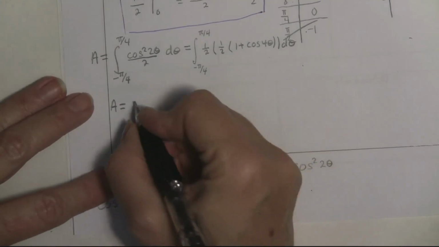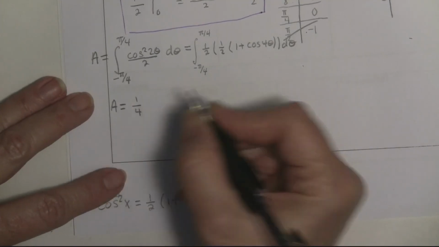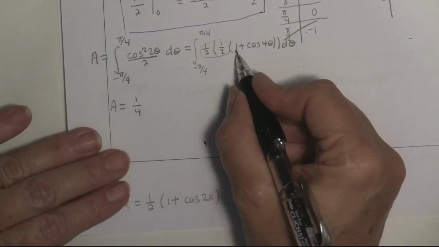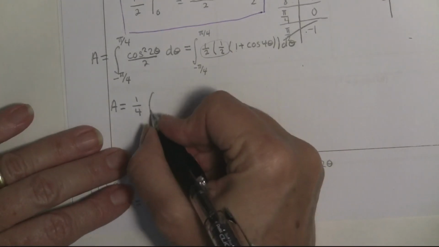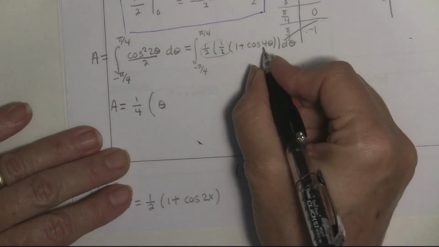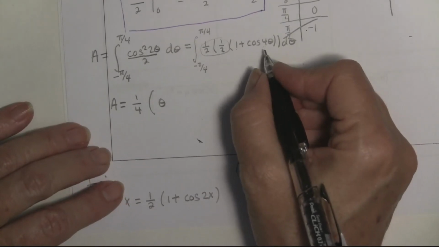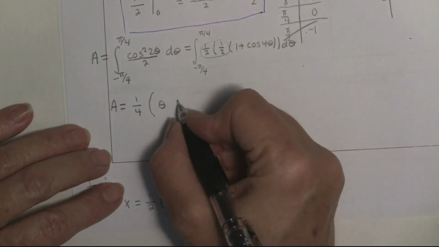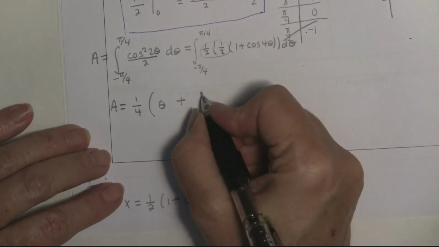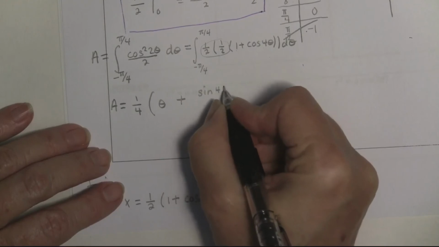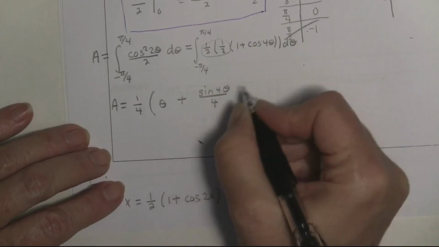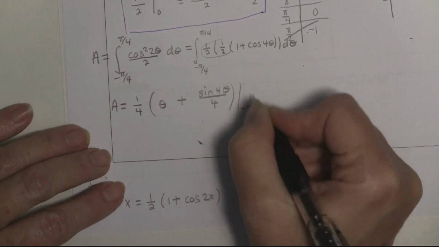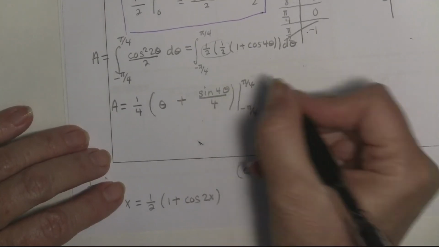This is equal to, I got the 1/4 out in front. So this is the 1/4 out in front. The integral of 1 is theta. The integral of positive cosine of 4 theta is the same sign, and it's sine of 4 theta divided by 4. And I'm going to do the bounds negative pi over 4 to pi over 4.